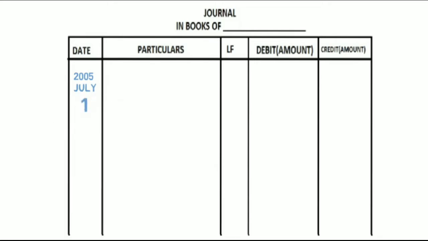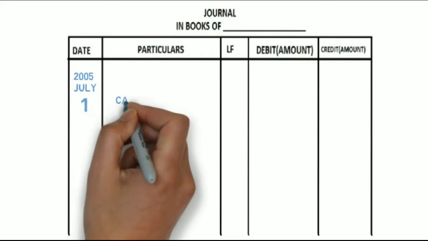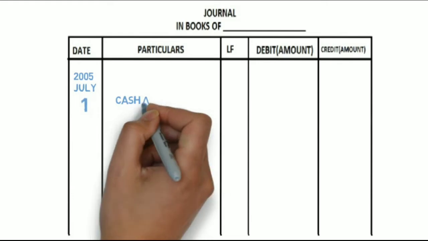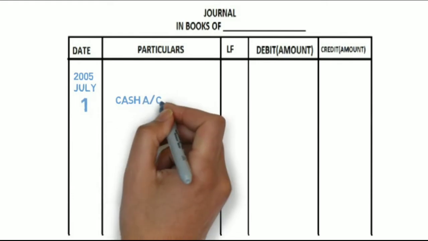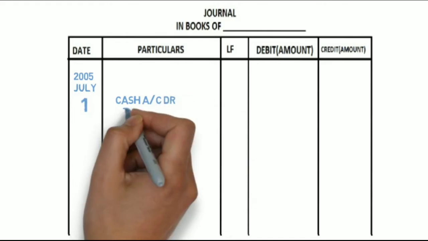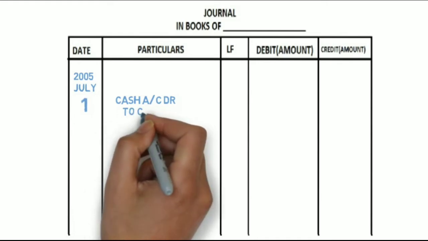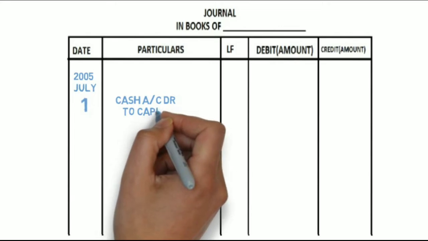So reading the question, Anand commenced business with cash. Okay, so which accounts are reflected here? Cash and capital. Capital is the amount invested by owners. Okay, so as we have learned, when an asset increases, it will be debited. When liability or capital increases, it will be credited.